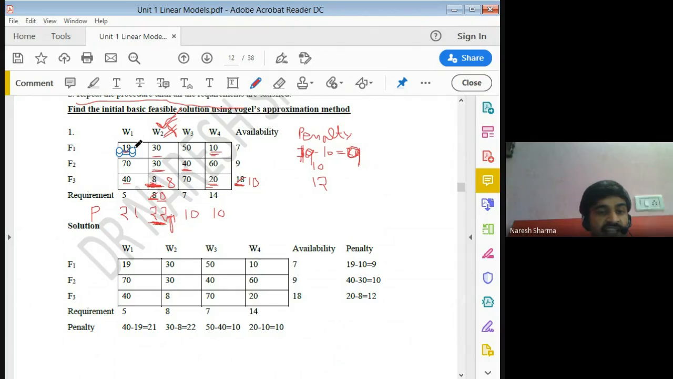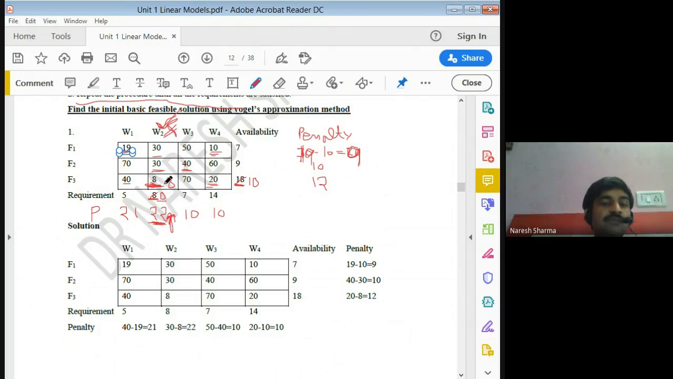Column wise it is 19 and 40, difference is 21. 30 and 8, difference is 22. 50 and 40, difference is 10. And 20 and 10, difference is 10. So take the two minimum values in each row and each column, and calculate the penalty. And then you choose the maximum penalty, which is 22 in our example. So we select your second warehouse.